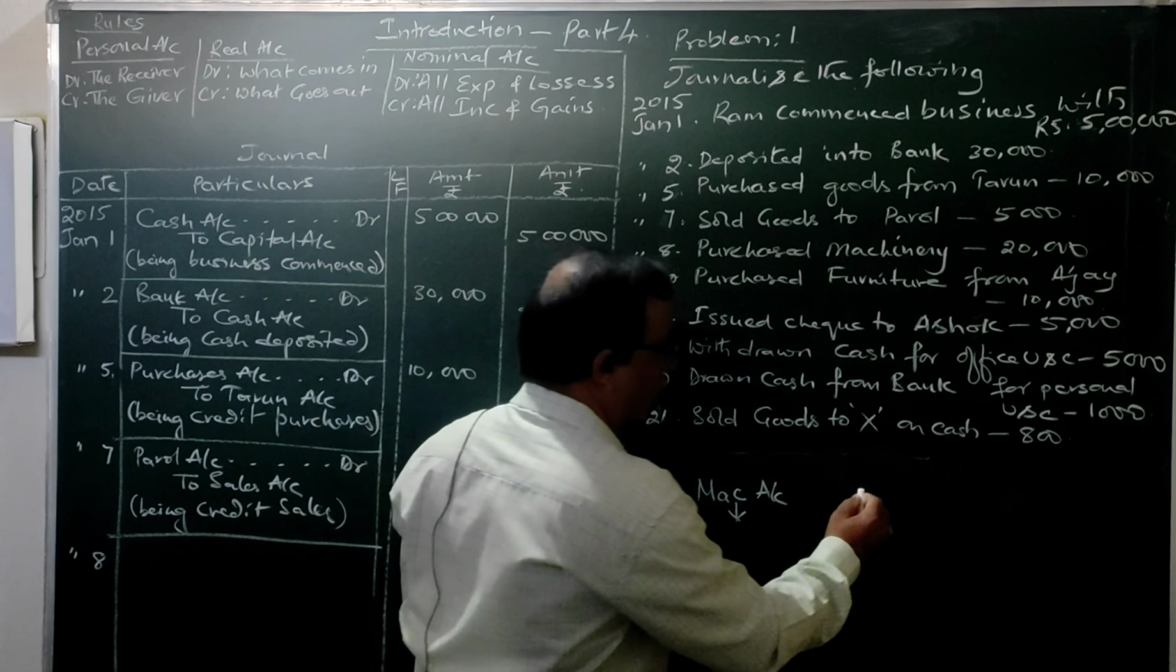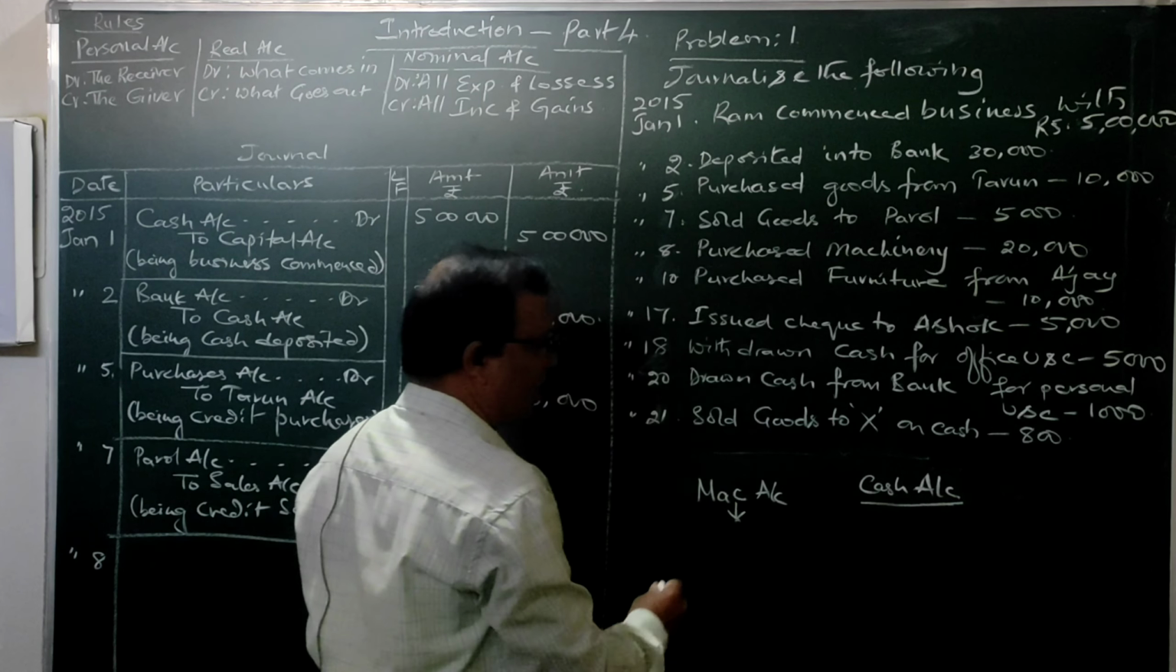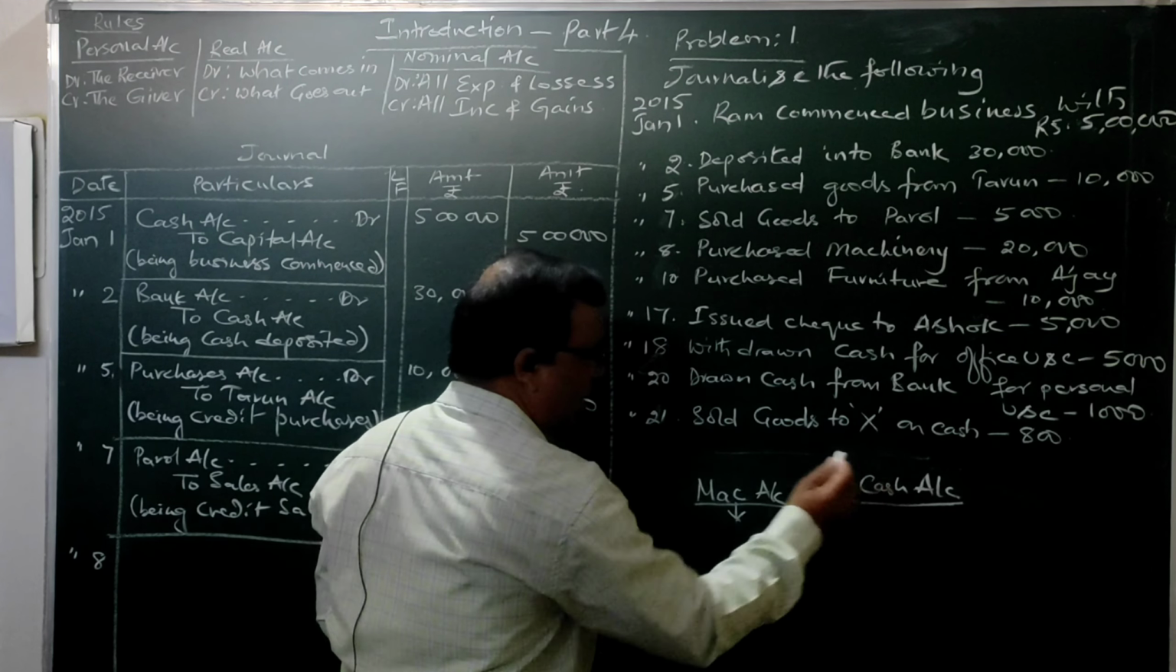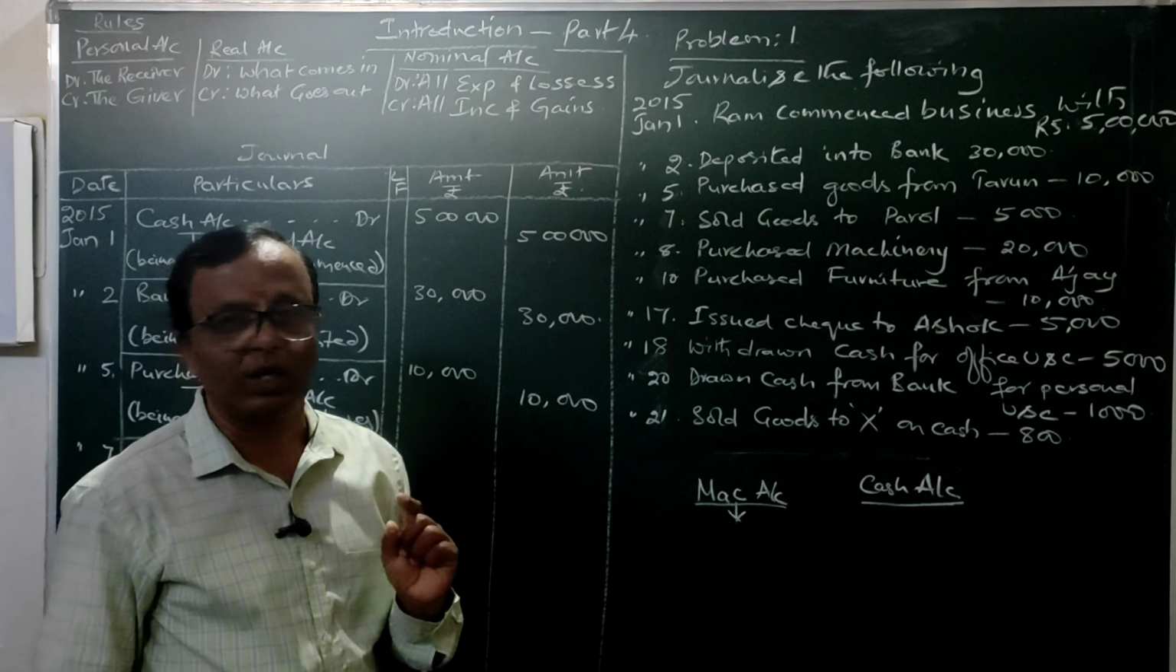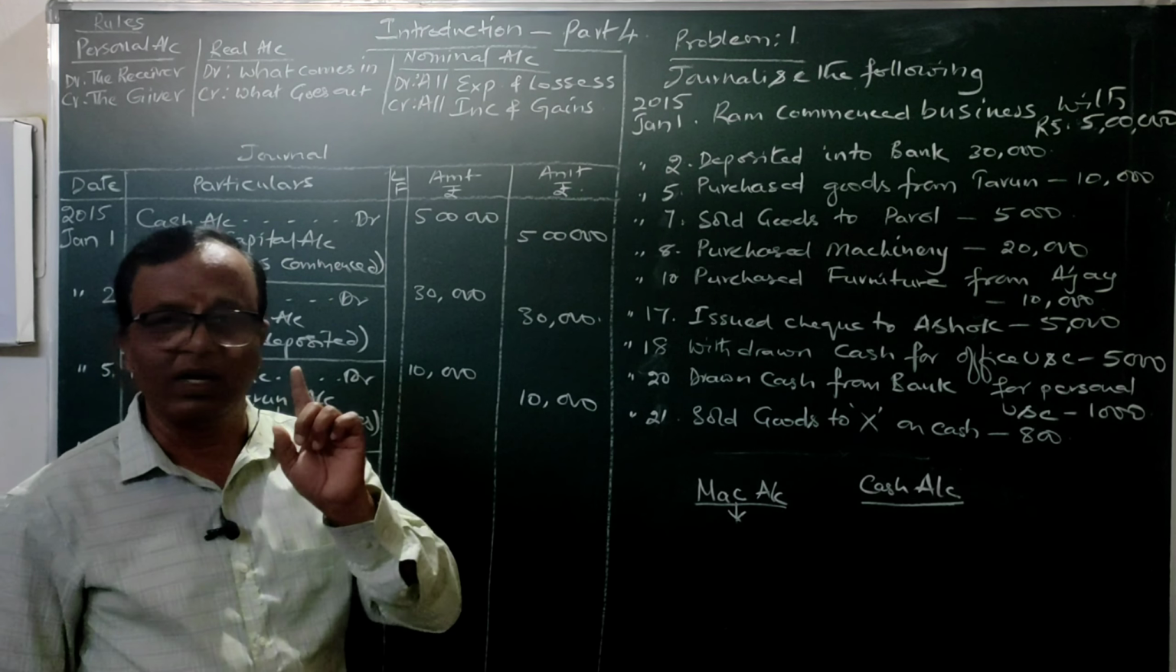You might have paid by way of cash there. So at that time, these are the two accounts which get affected by this transaction. One is machinery account and another one is cash account. Now check it out. Machinery account is nothing but here. Machinery is your asset.